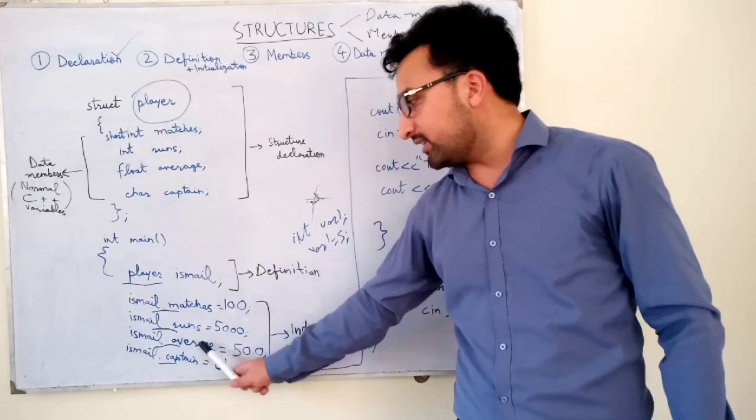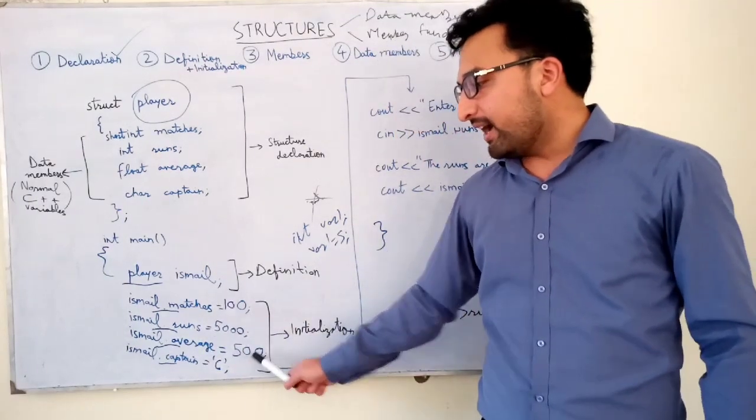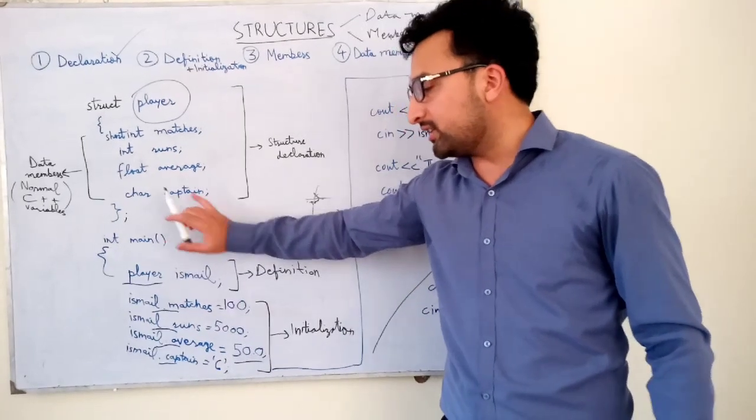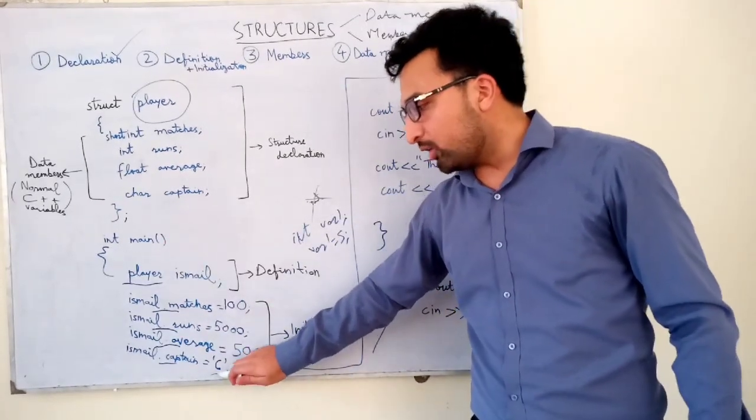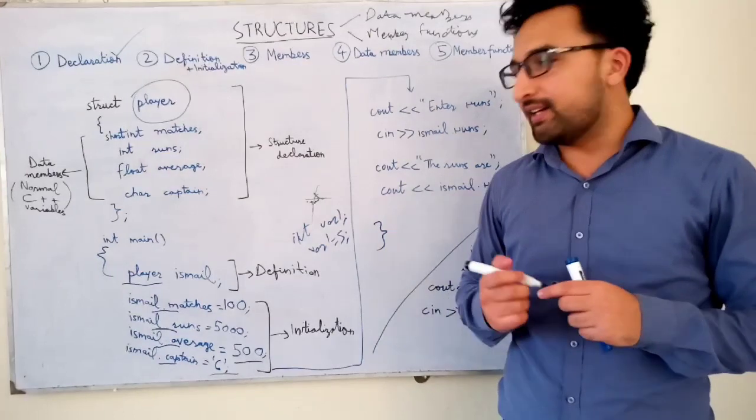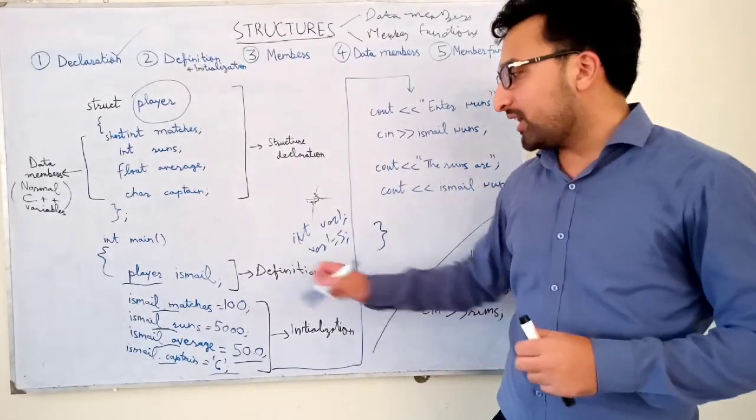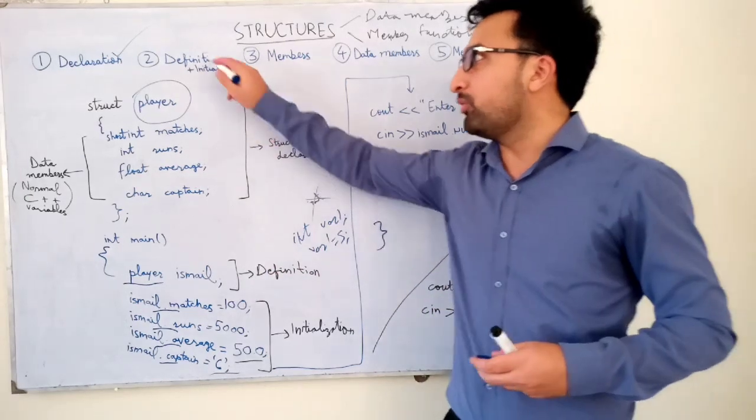Here we were initializing this particular variable by a floating point number, 50.0, and here we were initializing this particular variable by a character. So that is how we initialize the data members of a structure, and this is how we define a structure before that.